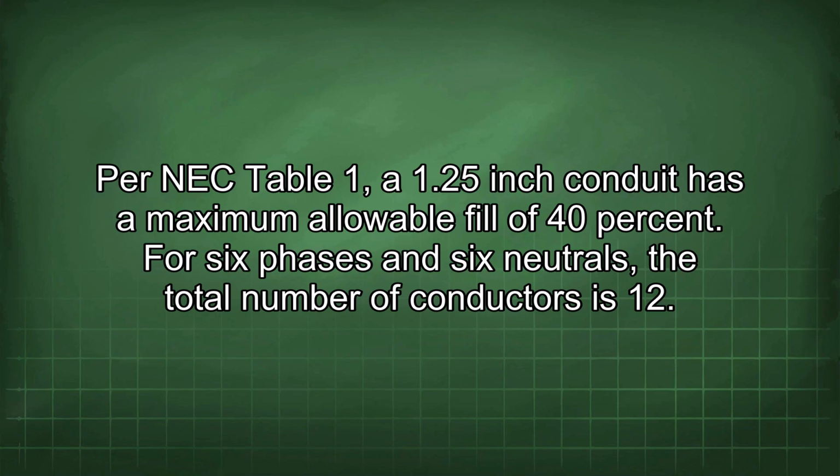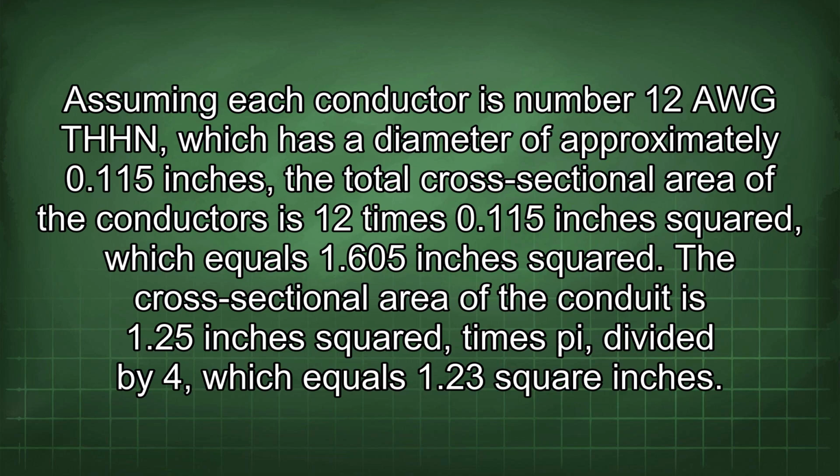Per NEC Table 1, a 1.25-inch conduit has a maximum allowable fill of 40%. For 6 phases and 6 neutrals, the total number of conductors is 12. Assuming each conductor is number 12 AWG THHN, which has a diameter of approximately 0.115 inches, the total cross-sectional area of the conductors is 12 times 0.115 inches squared, which equals 1.605 inches squared.